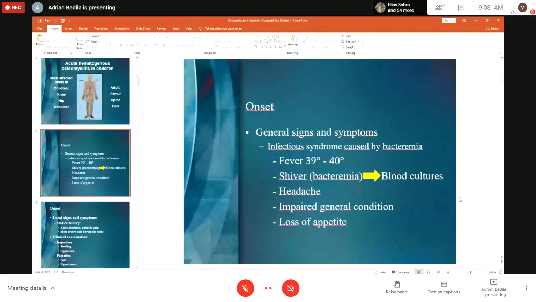At the onset of this disease, the patient will present general signs and symptoms, like the infectious syndrome caused by bacteremia, and that means fever of 39-40 degrees. Shiver, the shiver is a sign of bacteremia, and if the patient will present shiver, we will harvest blood cultures in order to identify the germ in blood. The patient can also present headache, impaired general condition, loss of appetite, and so on. So general signs and symptoms.